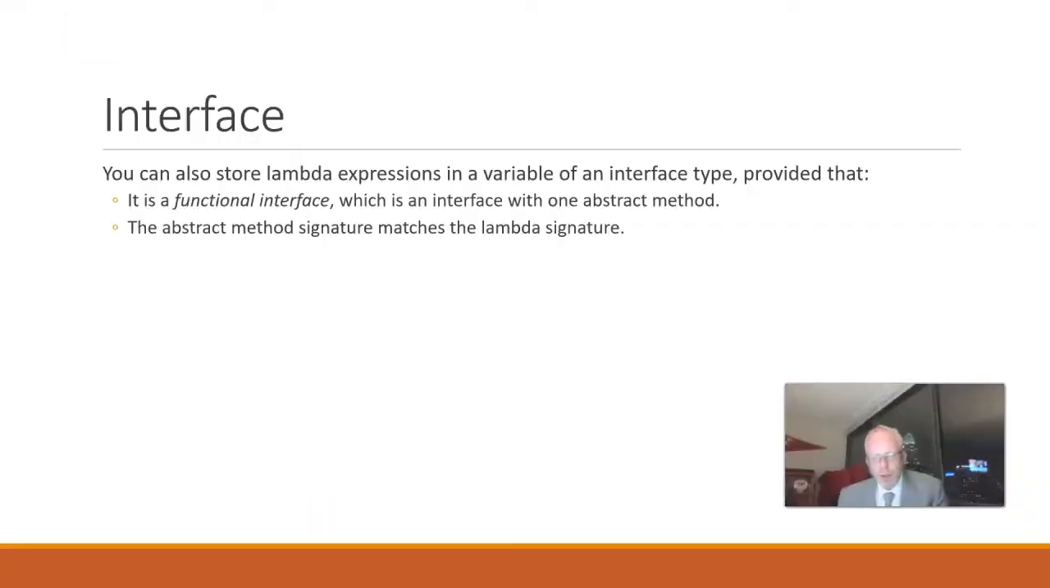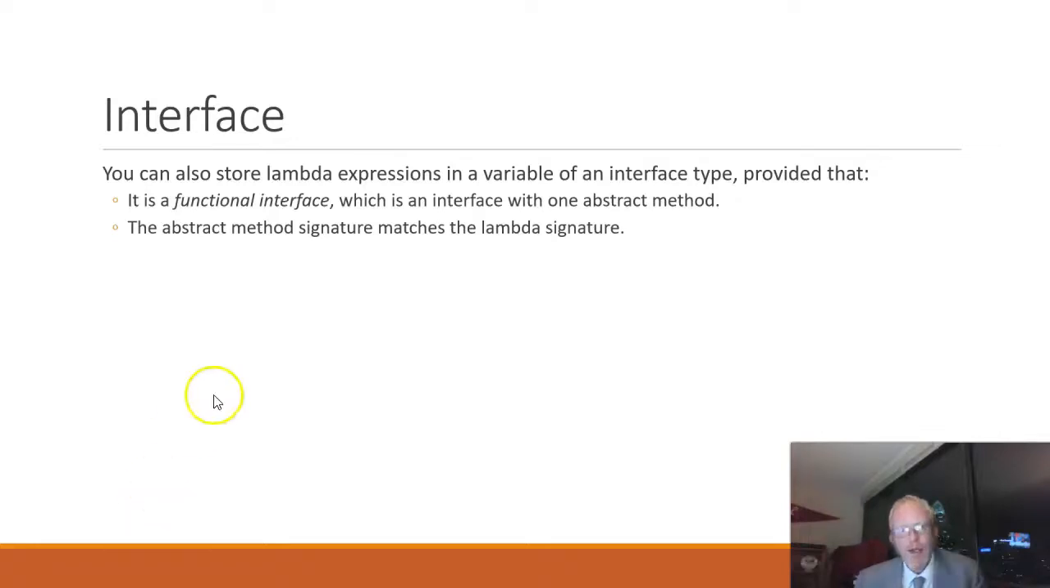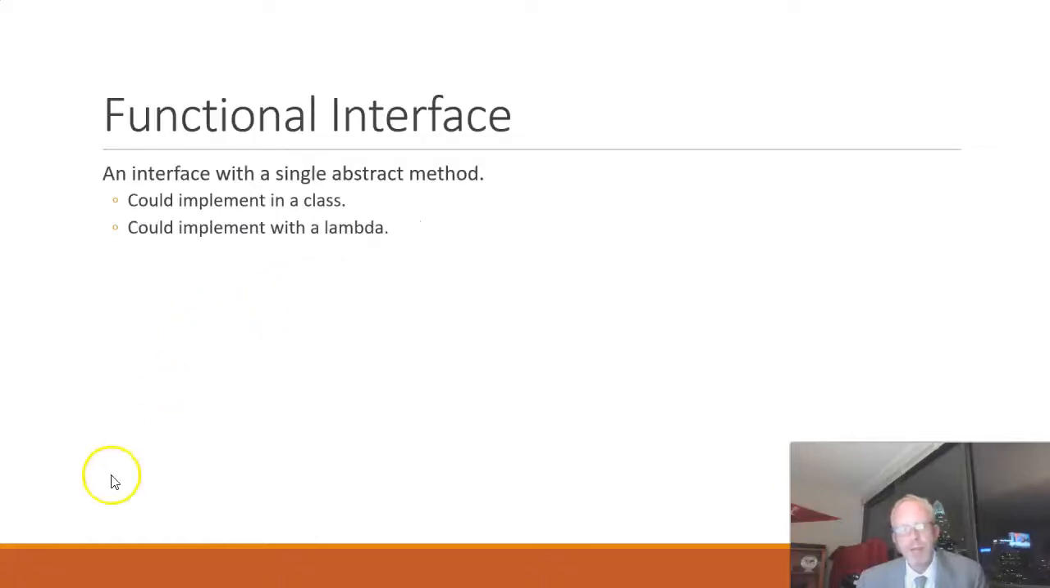And let's consider one more thing, which is this concept of a functional interface. So we know that an interface is typically a list of methods. And prior to lambdas, we would have to create a class and implement that interface and then override those methods and provide an implementation for them. But with lambdas, that's not necessary. If we have a functional interface, we can implement it with a lambda. So, an interface with one abstract method, and the abstract method signature matches the lambda signature. Those are the two rules that we have to follow.